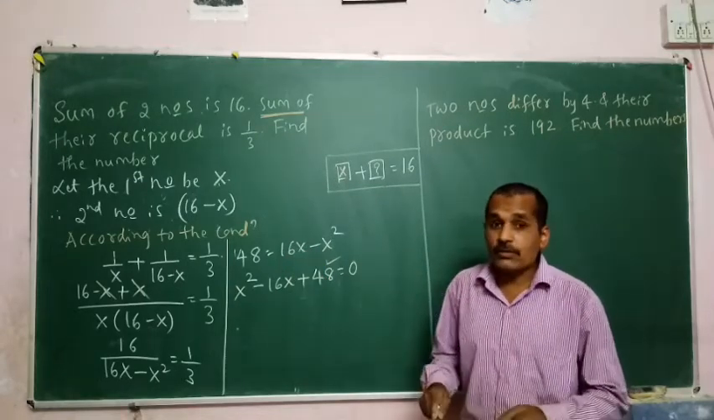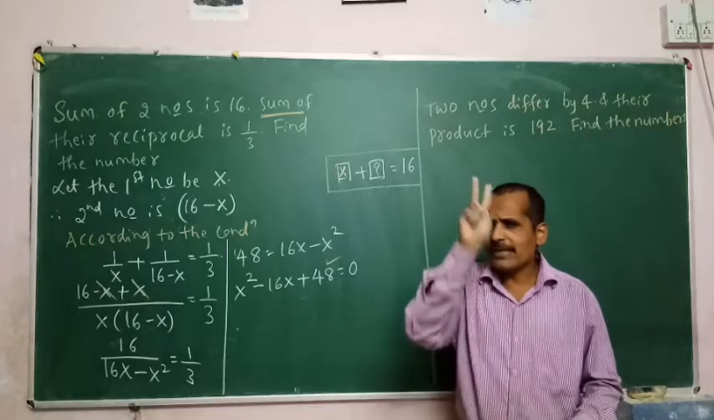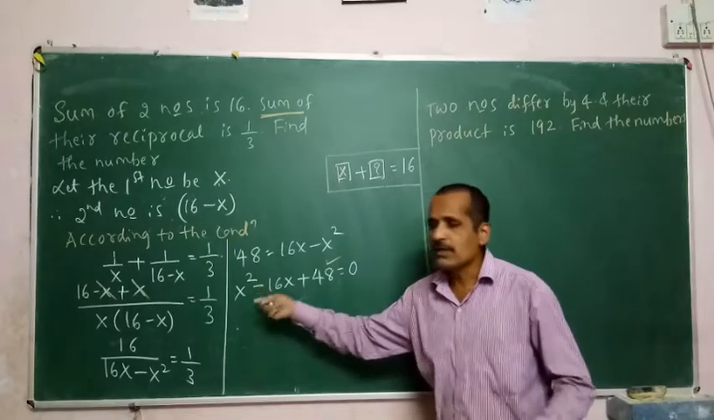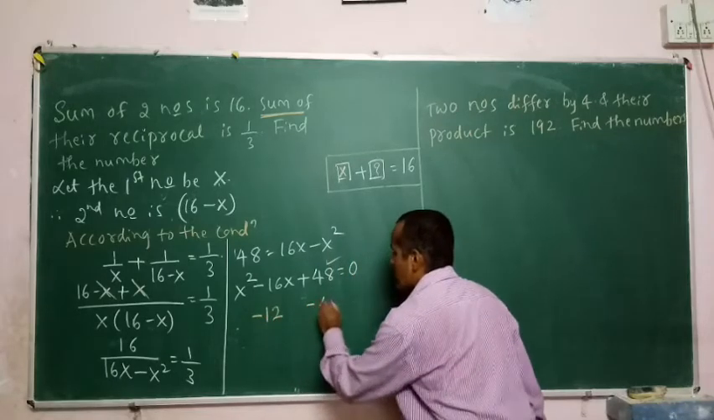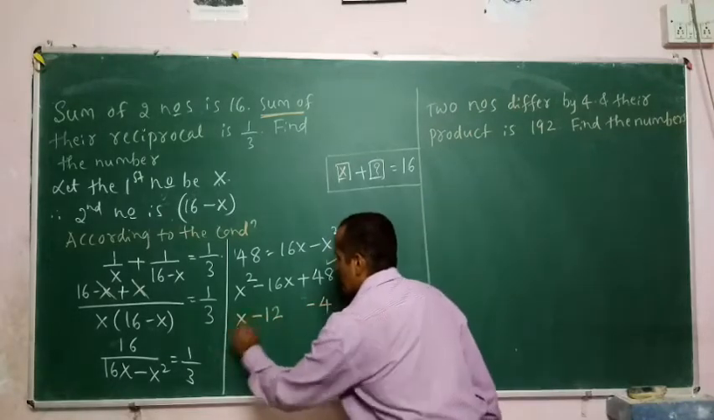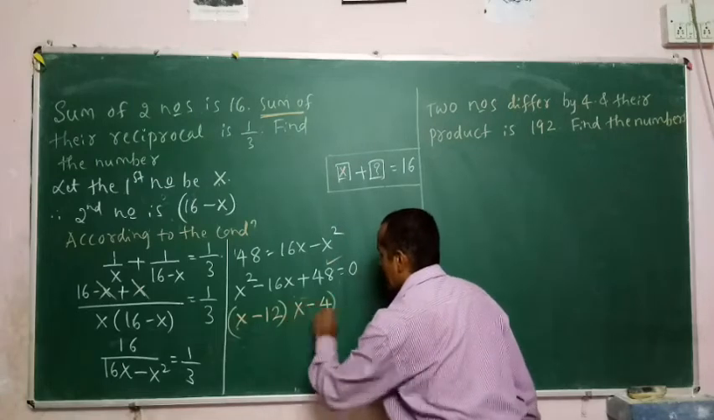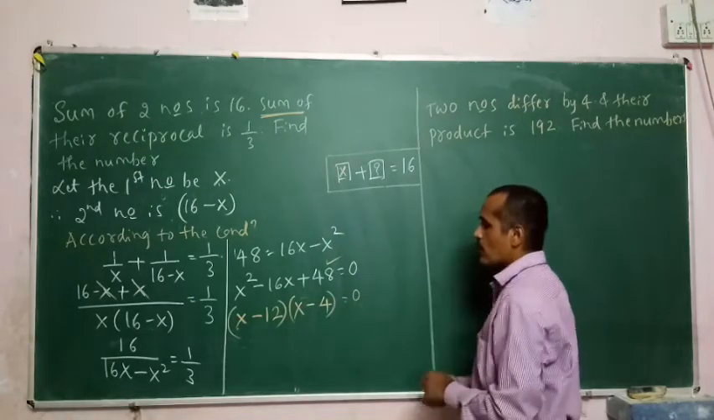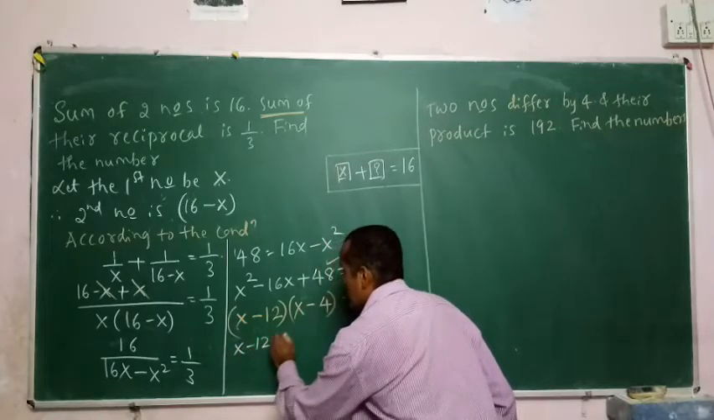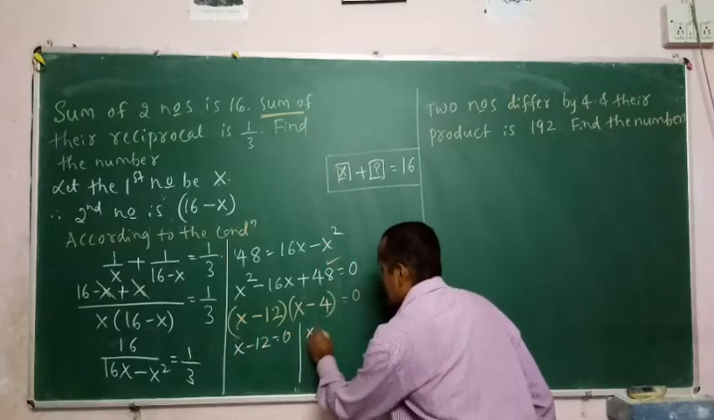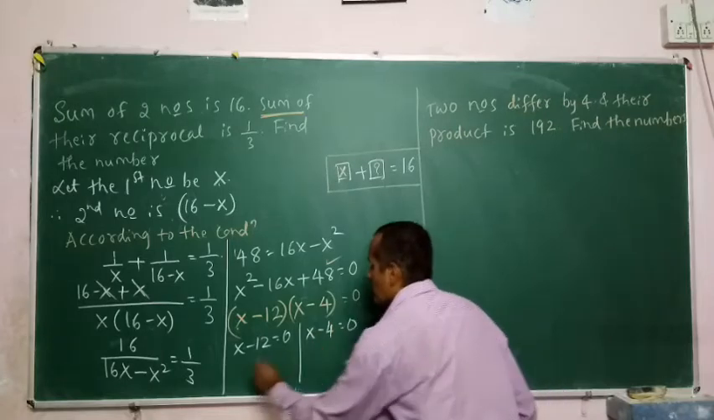Which 12 and which 4? Either both positive or both negative. The sign is negative here, so both must be negative. So minus 12 and minus 4 are the middle terms. Write one x here, one x here, is equal to 0. Okay? x minus 12 is equal to 0, x minus 4 is equal to 0.